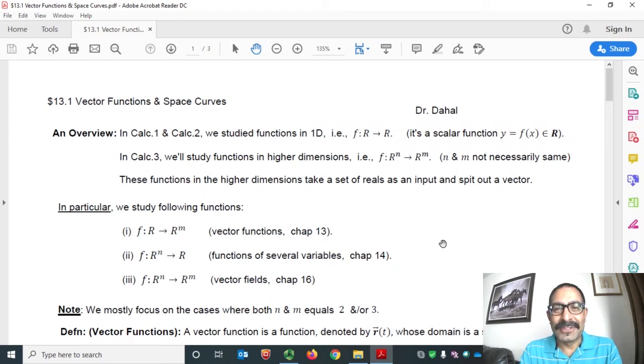In today's class, I'm going to start chapter 13, so section 13.1, vector functions and space curves. Let me start the class right away.